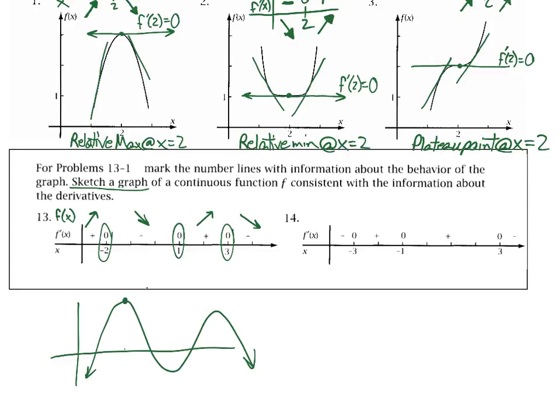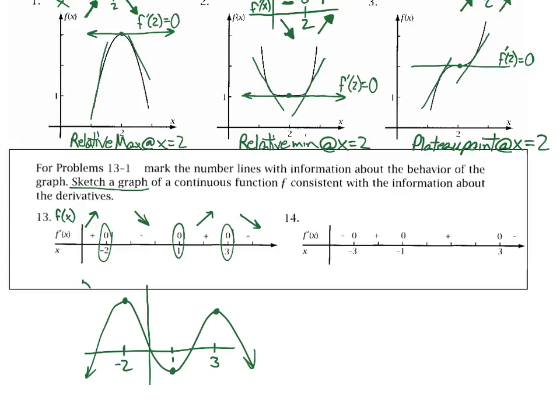Should have moved my y-axis over a little bit. Wasn't paying attention to that. So let's say that this is -2. And then here at 1, notice we're changing from decreasing to increasing, so that's going to be a relative min point. And then here at 3, it changes from increasing to decreasing. So we have a relative max, okay?